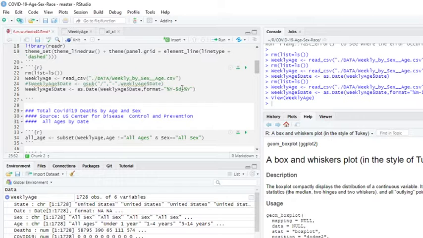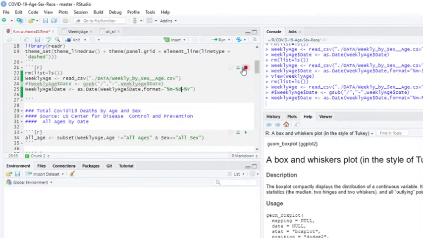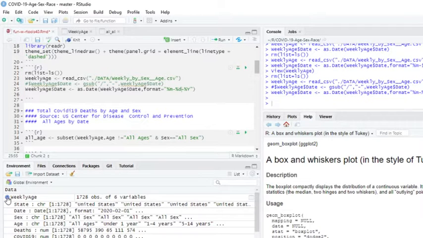Year. Oh, this could be the problem right there. Month, day. So let's run this again. Okay, good. Good. So what it does, it takes the format and converts it into a year, month, day format, okay? So now you can see this right there.